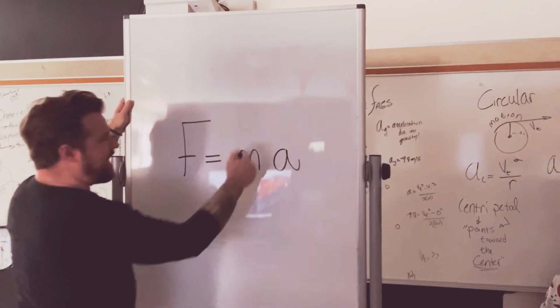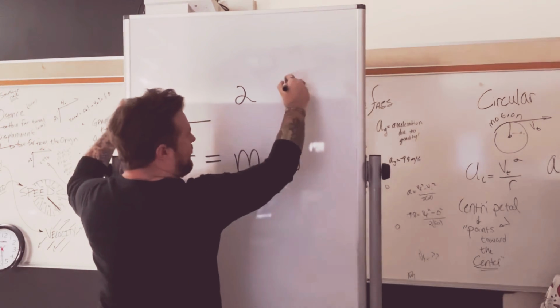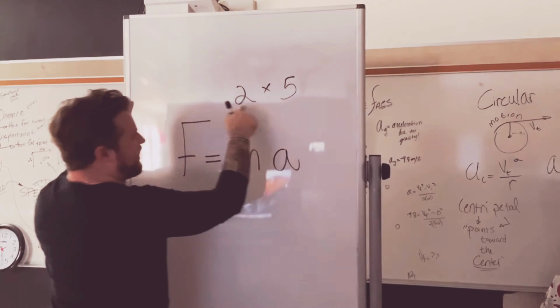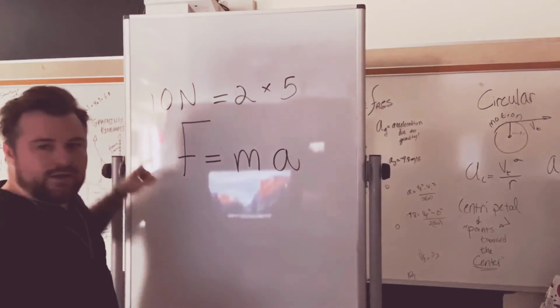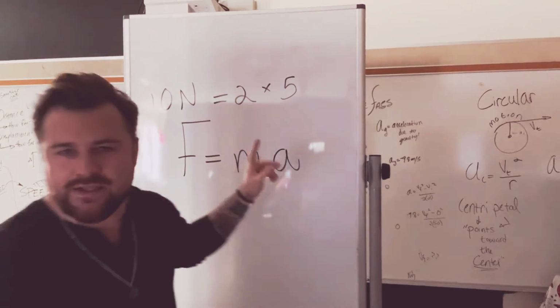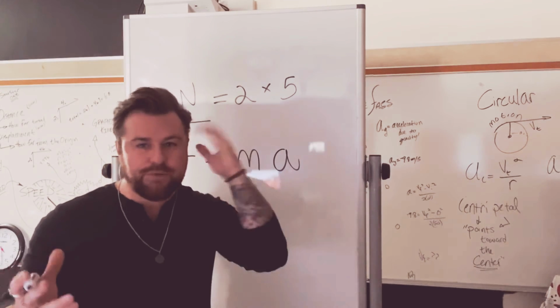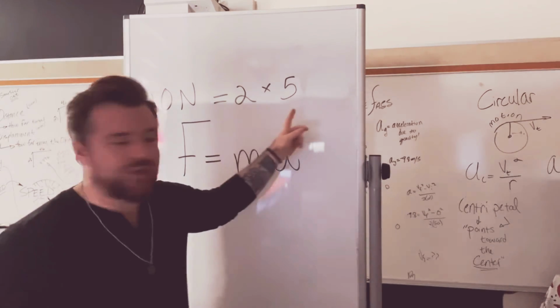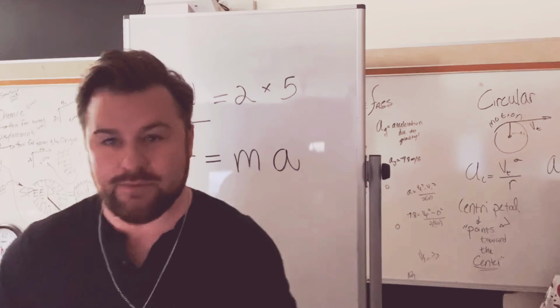So if I have a mass of, let's say, 2 kilograms, and I want to accelerate something at 5 meters per second squared, that's 2 times 5. 2 times 5 is equal to 10. So this tells me I need 10 newtons of force, because it's named after Isaac Newton, to accelerate a 2 kilogram object at 5 meters per second squared, right?